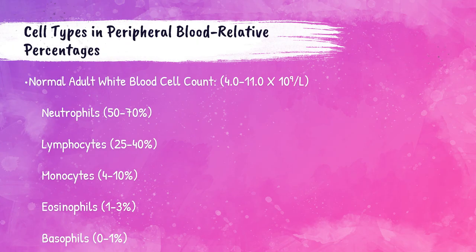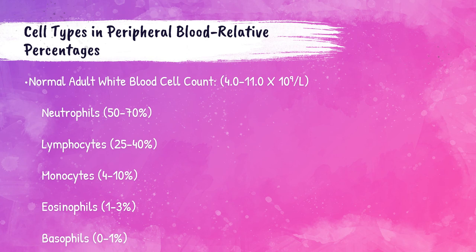So the normal reference range for white blood cells in adults is 4 to 11 times 10 to the 9th per liter. For relative counts, the reference ranges for each white blood cell type are as follows. And yes, I'm sorry, you do need to know these. Neutrophils are 50 to 70% for their relative count. Lymphocytes, 25 to 40%. Monocytes, 4 to 10%. Eosinophils, 1 to 3%. And basophils, 0 to 1%. Again, these are the relative count reference ranges.